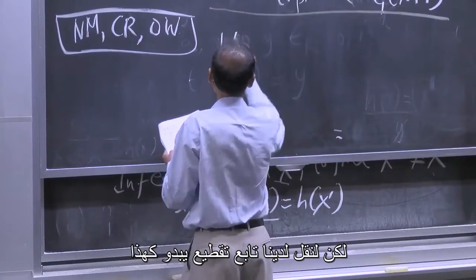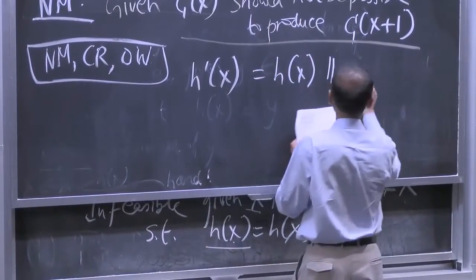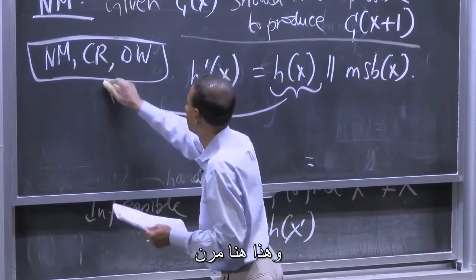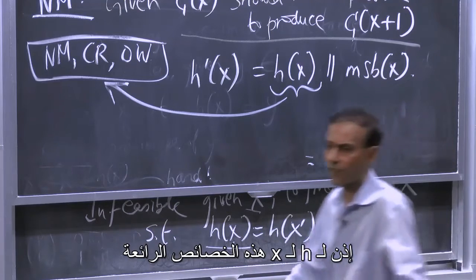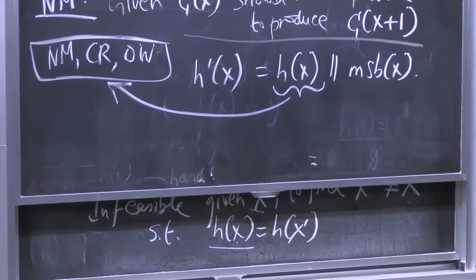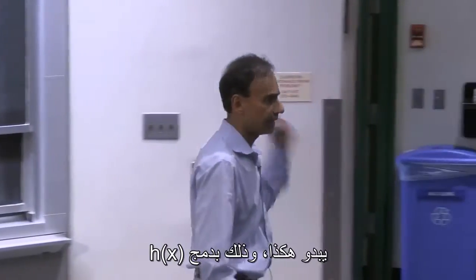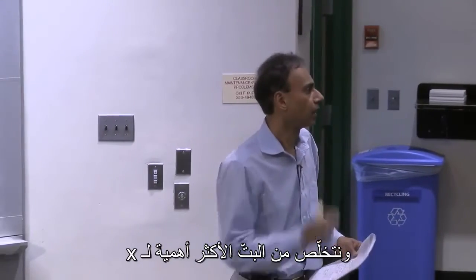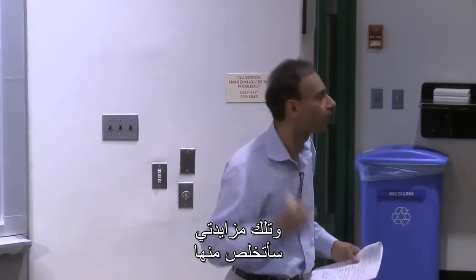But let's say that I have a hash function that looks like this. Right? And this here, h of x, is non-malleable, it is collision resistant, and it's one way, right? So h of x has all these wonderful properties, all right? I'm creating an h prime of x that looks like this, which is a concatenation of h of x and giving away the most significant bit of x, which is my bit, right? I'm just giving that away, right?